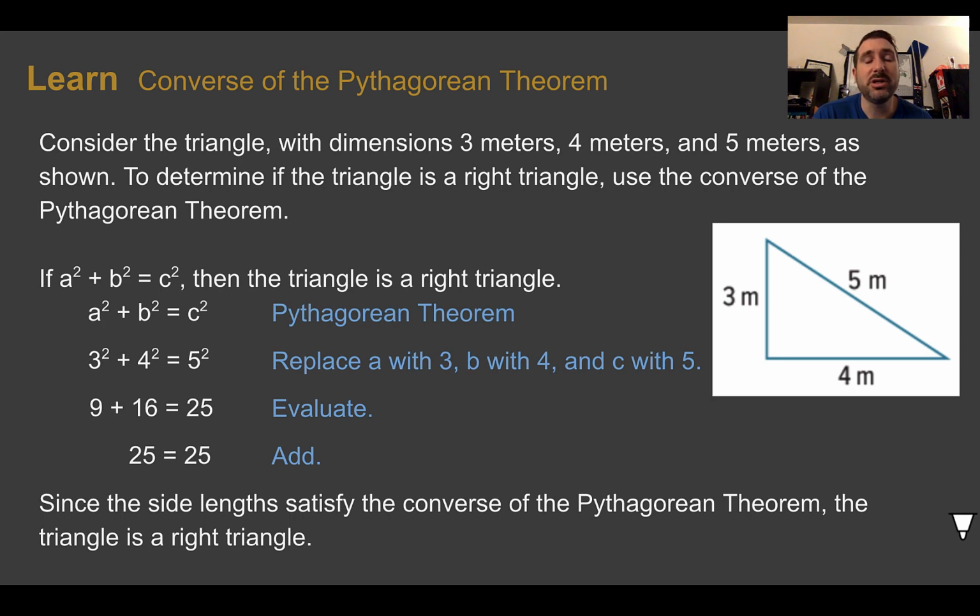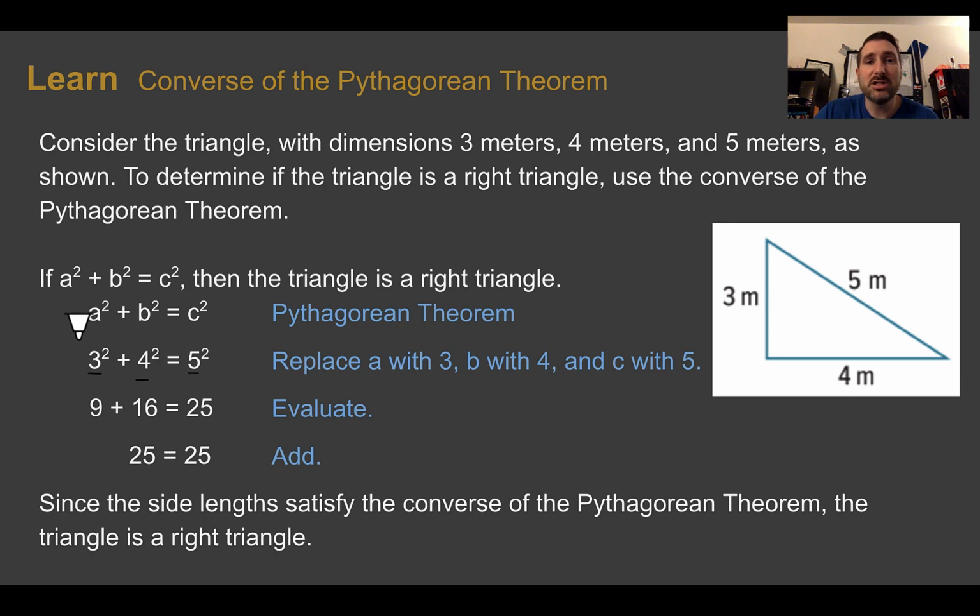So let's look at this with numbers. Consider the triangle with dimensions 3 meters, 4 meters, and 5 meters, as shown. To determine if this triangle is in fact a right triangle, we're going to use the converse of the Pythagorean theorem. We take those three numbers and plug them into the Pythagorean theorem to see if it's true. If it is true, then it's a right triangle. So a is 3, b is 4. Those were the two shorter sides. They have to be a and b. It doesn't matter which is which. But c is the long side, 5.